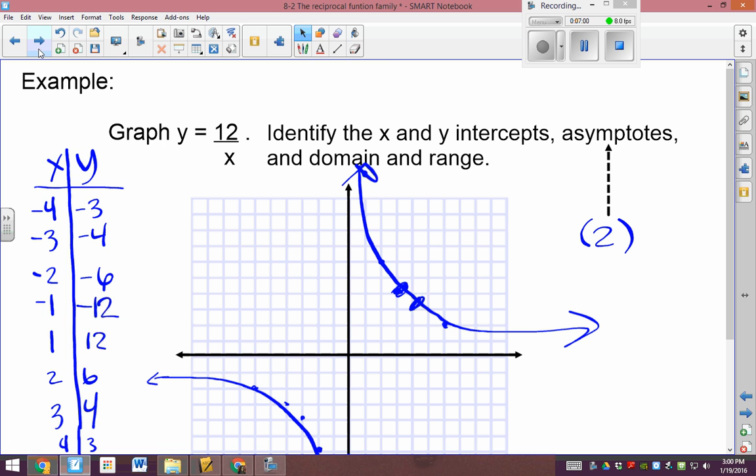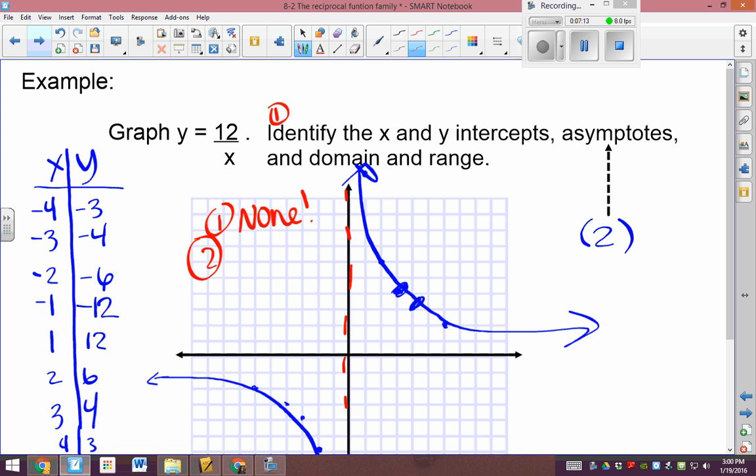All right, X and Y intercepts. Are we crossing those? No. There are actually none. So I'm going to call that item number 1. There are no X and Y intercepts. The VA, vertical, means up and down. Because there's 2 asymptotes, one right here and one right here. The vertical asymptote is always an x equals equation, x equals 0. And the horizontal asymptote is going to be a horizontal line, so that's a y equals equation, and they're both 0.